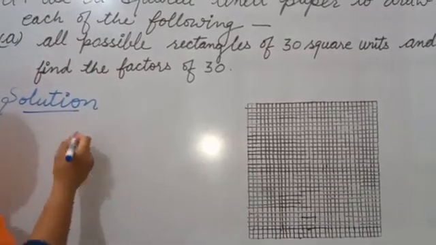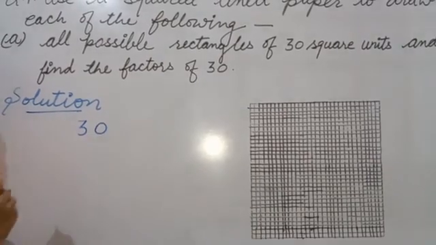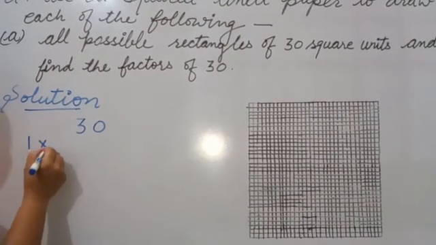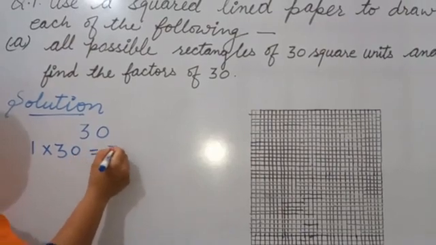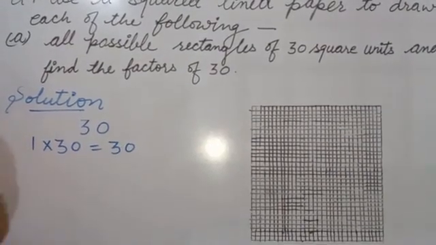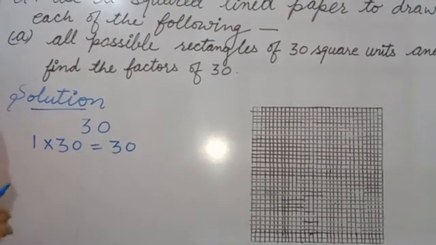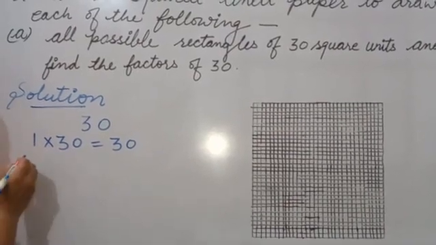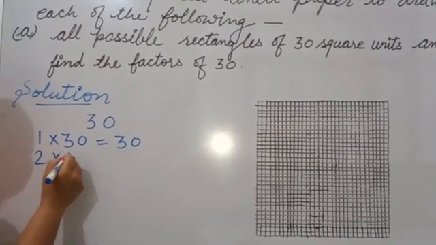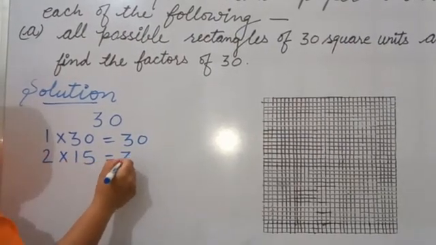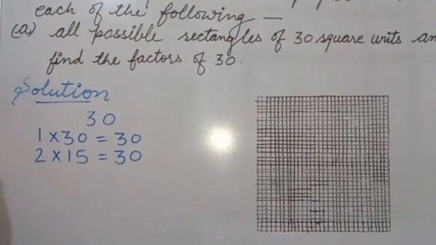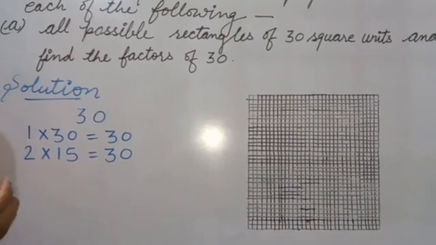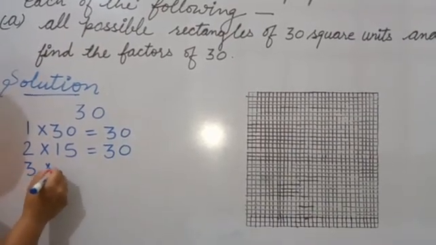Now 30. First of all we should find the factors of 30. The first factor is 1. As I told you, the first factor is 1 into the number itself. 30 ones are 30. Then the second factor: 30 will come in the table of 2. As I told you in the divisibility rules, if we have 0 in the ones column, the number is divisible by 2. So 2 15s are 30. Then after that, 3. In the 3 table, do we have 30? Yes, 3 10s are 30.